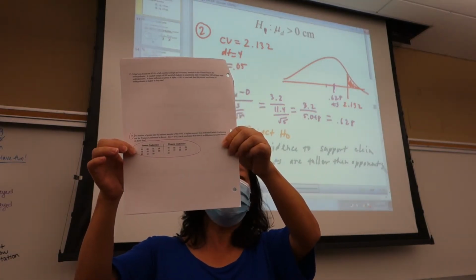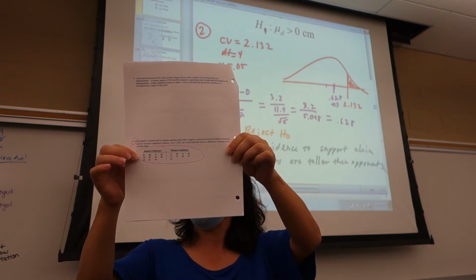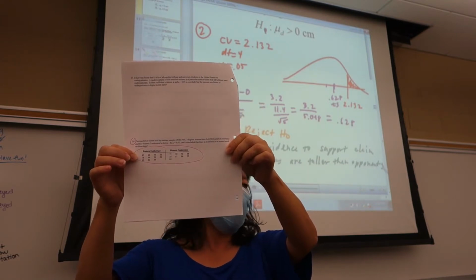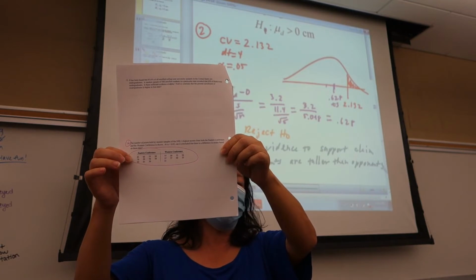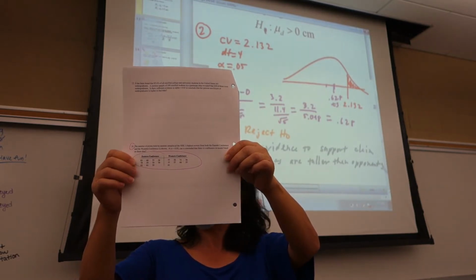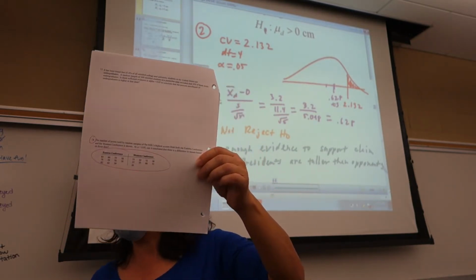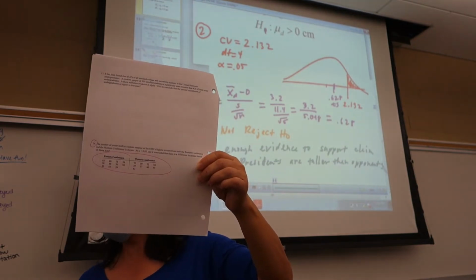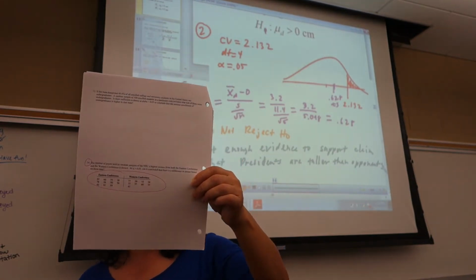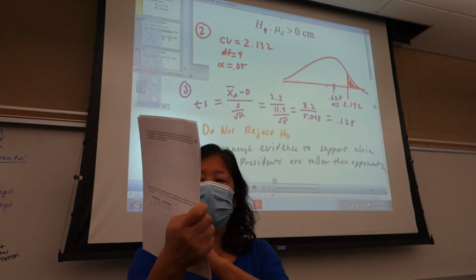Number 14, Eastern Conference, Western Conference. If you look at that one, you'll see there are two groups of data. They are not matched up. They're not paired up. Everybody see that? It's just one group of data, another group of data. That's just a regular two-sample mean independent, ordinary one.